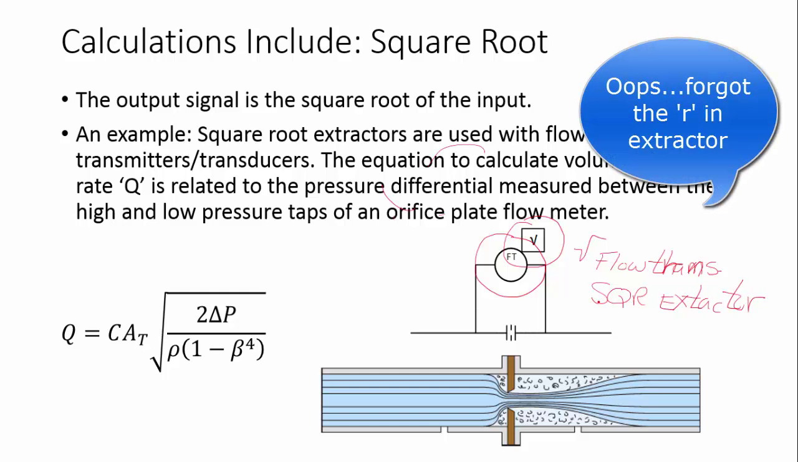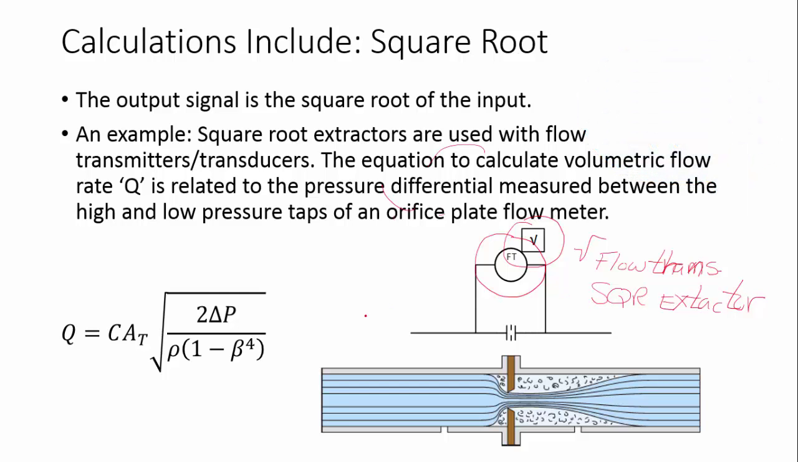And that will linearize this process. The equation for doing this is shown with Q equals C A sub T, the square root of 2 delta P over rho (the Greek letter rho), times the quantity of 1 minus beta (also a Greek character) to the fourth. The Q term is volumetric flow, and that's the flow rate.